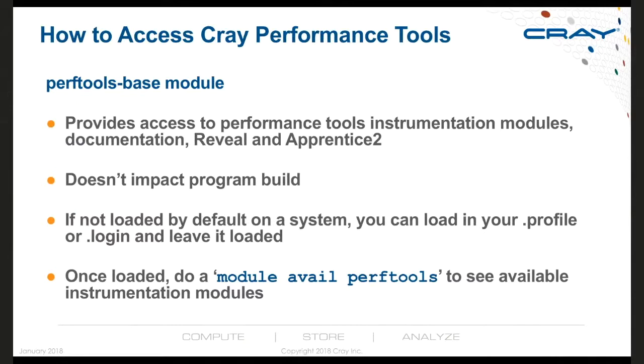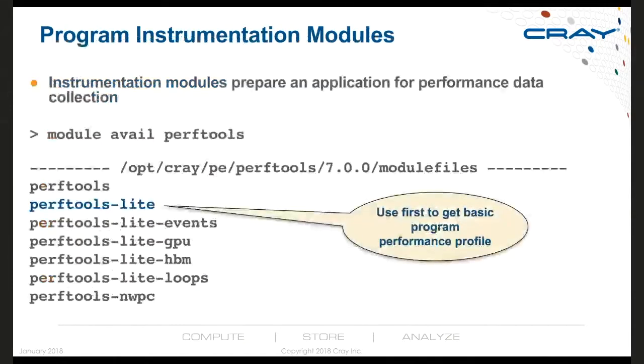Once Perftools base is loaded, you could do a module avail of Perftools and see what sort of experiments are available. We basically created a group of instrumentation modules. In this example, I did a module avail Perftools, and this is a set of the modules that are available in the 7.0.0 release. We have Perftools, which is our full advanced capability, Perftools-lite, which we're going to talk about here. We also have a couple of other lite modes.